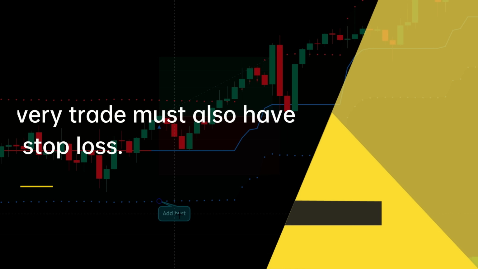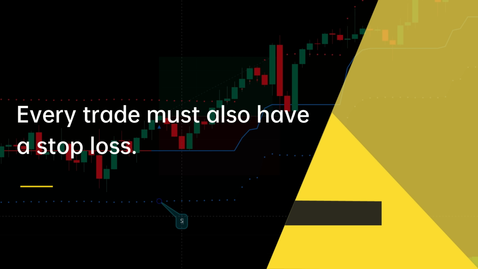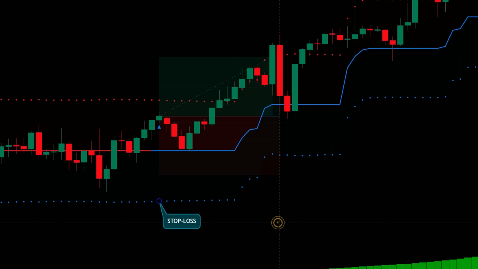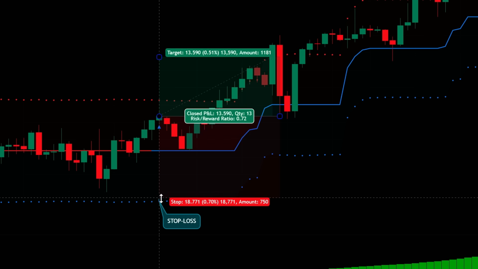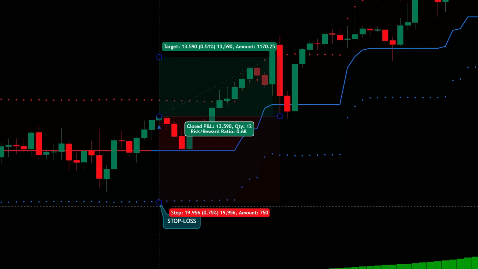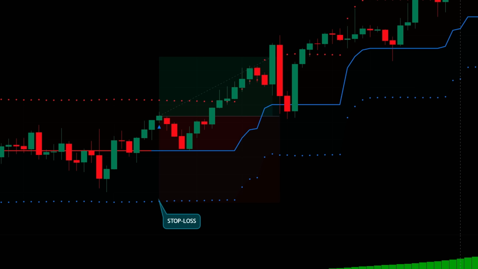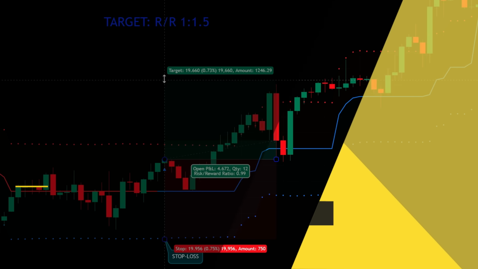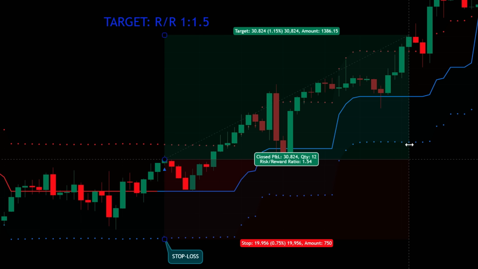Every trade must also have a stop loss, and for this buy trade, the stop loss is placed slightly below the lower dots of the indicator. If price reaches that level, the trade idea is invalid. The target is set at 1.5 times the risk. That creates a positive risk to reward ratio, which is what allows the strategy to remain profitable over time.